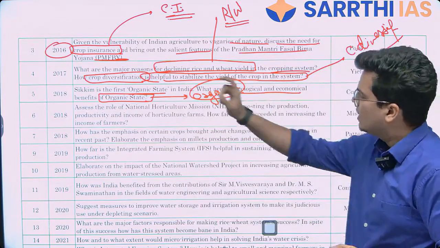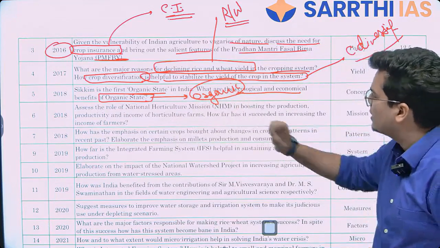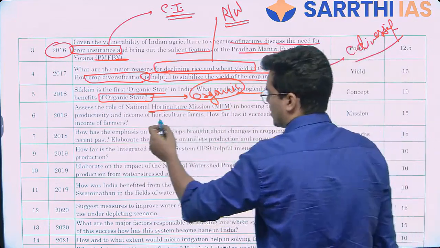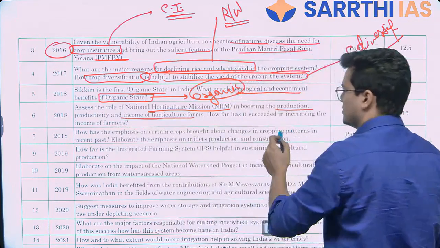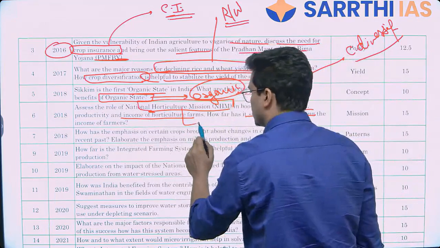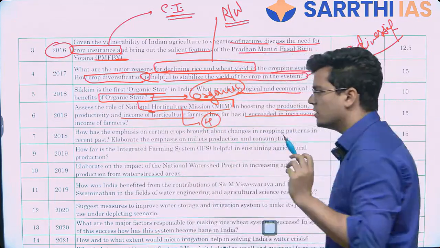Then assess the role of National Horticulture Mission in boosting productivity, production, and income of horticulture farms. How far has it succeeded? So again, horticulture becomes a cropping system that I have to read.